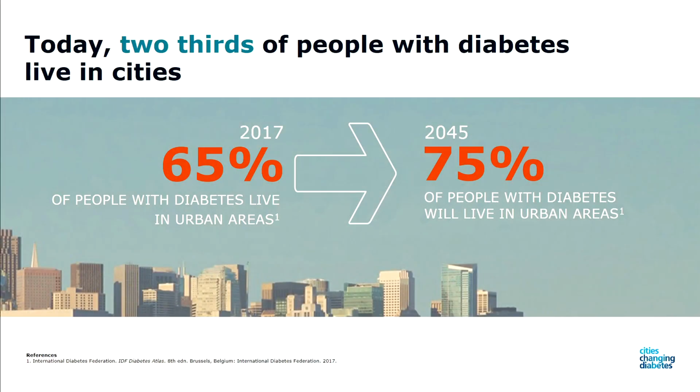And of course, I could reiterate things that have been said already today about urban settings, but if you add to that the fact that 2 out of 3 people living with diabetes already live in cities, and by 2045 that will be 3 out of 4 people, you start to get a sense of the scope of the challenge that we face and the need to address this.